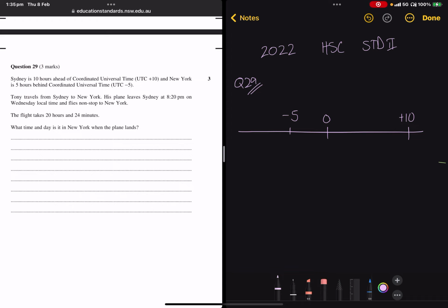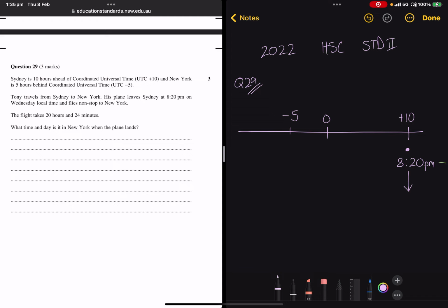So Tony travels from Sydney to New York. So he starts at Sydney. The time is 8:20. He then travels to New York, and the flight takes 20 hours and 24 minutes. So what we're going to do is calculate the time in Sydney when his plane lands, then convert that to the New York time. So we need to add 20 hours and 24 minutes to this.